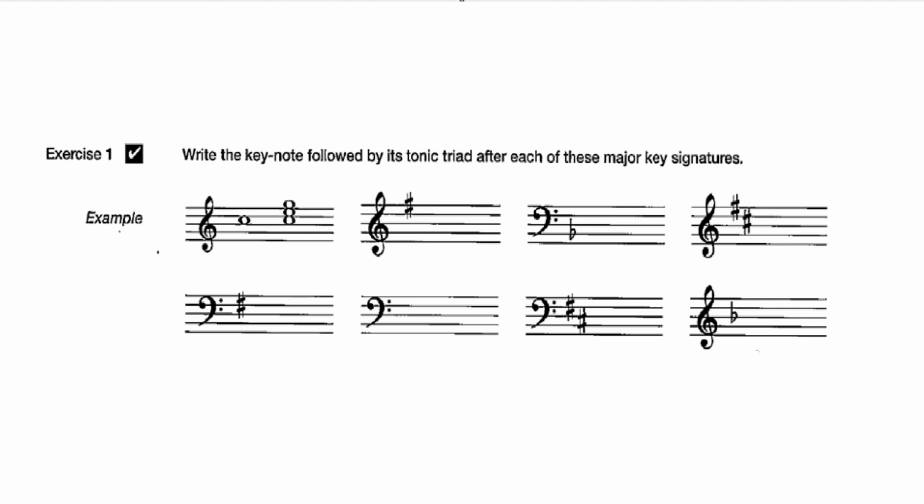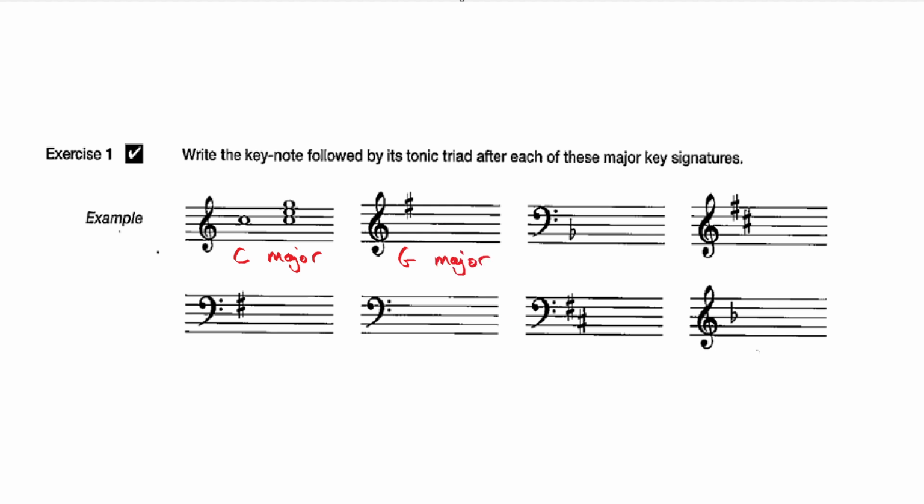Here we are, exercise 1. It says write the key note followed by its tonic triad after each of these major key signatures. So this is great because it has a little revision of what key signature goes with what key. So we could see here C major. Now what key is this with 1 sharp? That's G major.